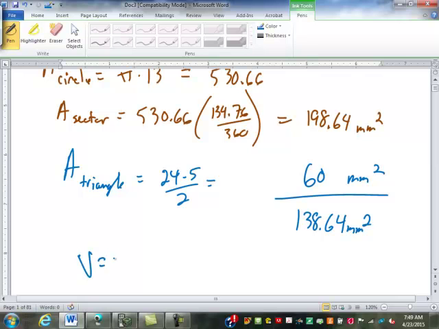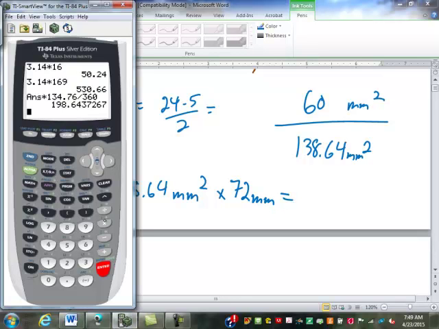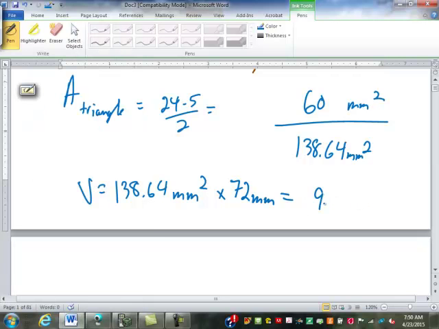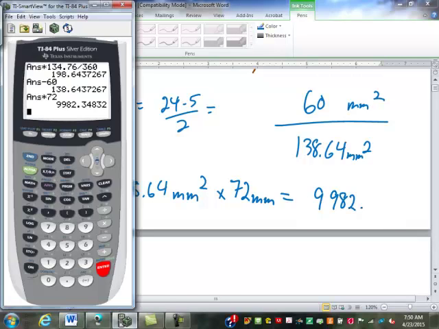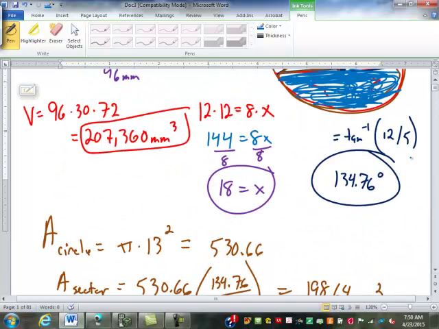So our volume is 138.64 millimeters squared times, what was that, 72? Yeah, 72 millimeters. Minus 60 times 72, giving us 9,982.35 millimeters cubed. So that has to be subtracted from this.